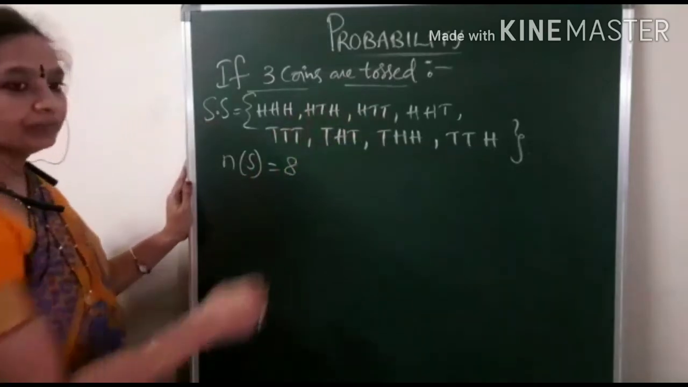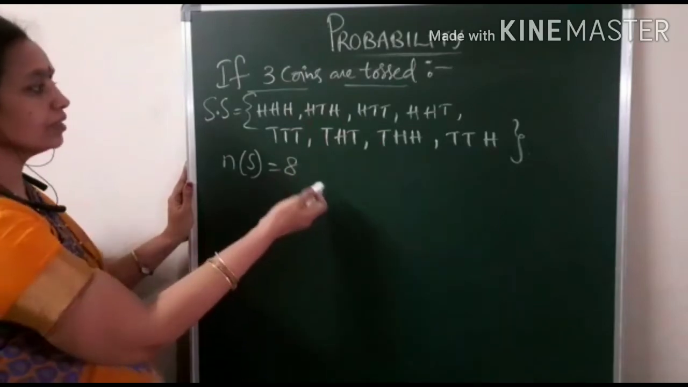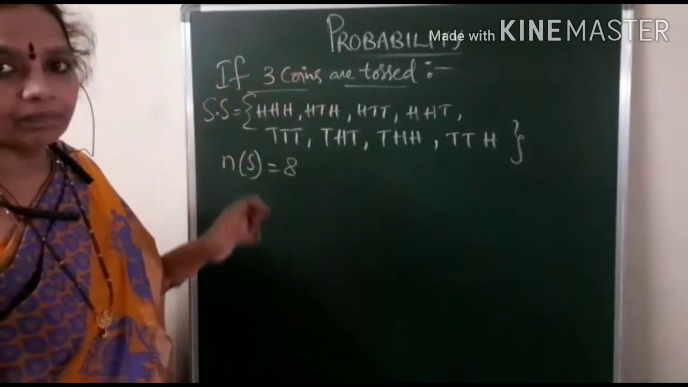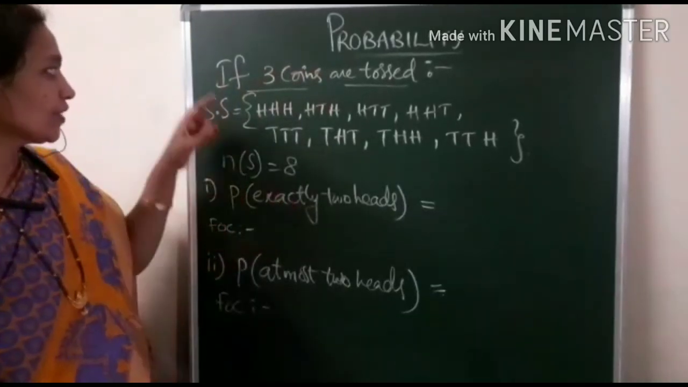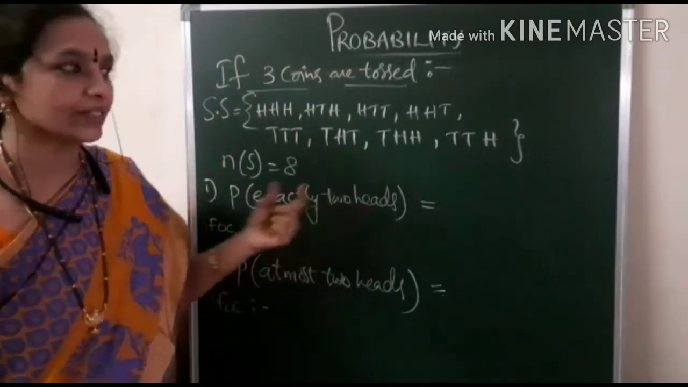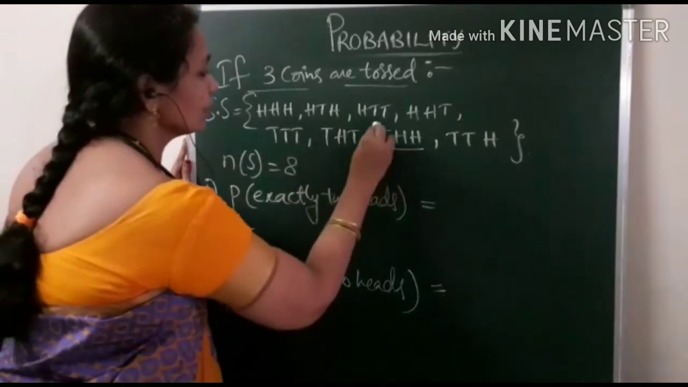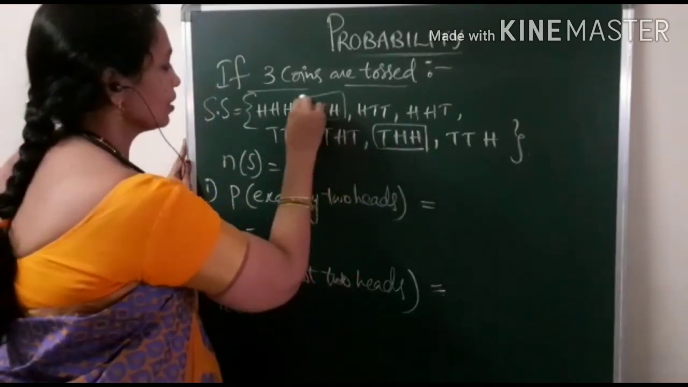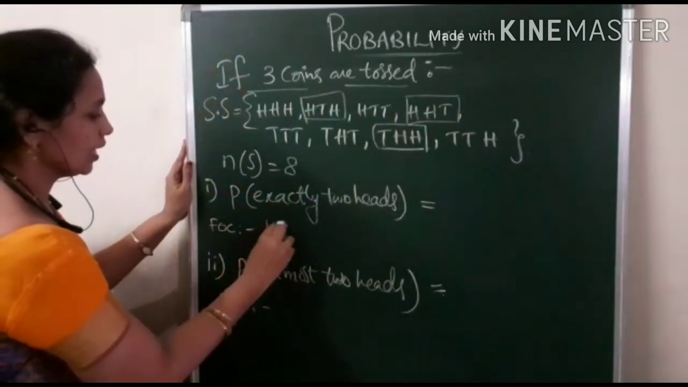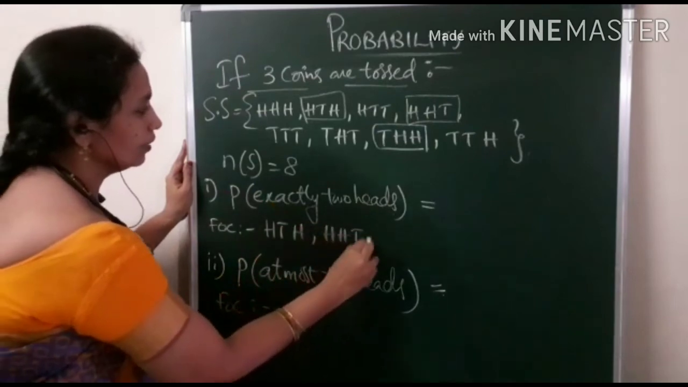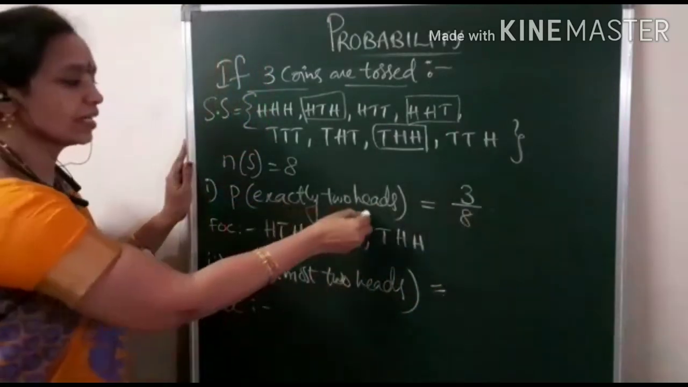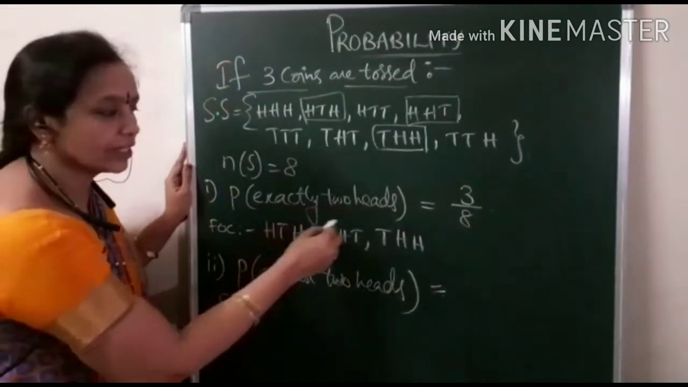Okay, next, what are the problems that can be asked from this experiment? If 3 coins are tossed, what is the probability of getting exactly 2 heads? Exactly 2 heads means this is one favorable outcome, this is one more, and this is one more. So the favorable outcomes are head, tail, head; head, head, tail; tail, head, head. So 3 outcomes out of 8. So 3 by 8 is the probability of exactly 2 heads.